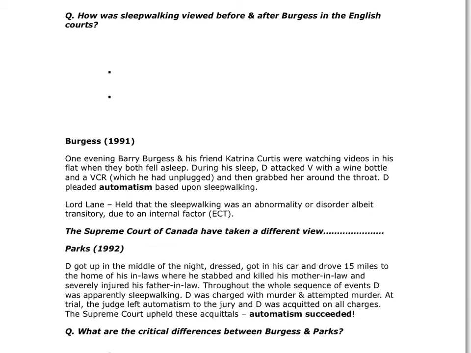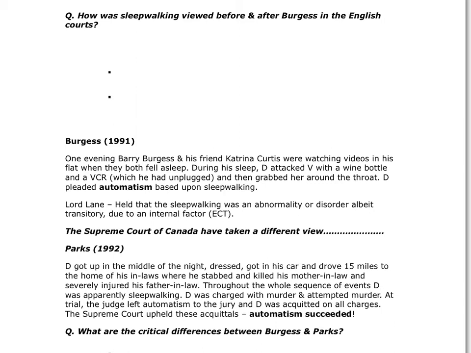In addition to that, Burgess creates a separate problem. There are two ways you can interpret Burgess. Number one, Burgess is suggesting sleepwalking is insanity because the cause was an internal sleep disorder. So just on this occasion, because it was internal. So if Burgess's sleepwalking had been triggered by stress, possibly it could have been automatism.